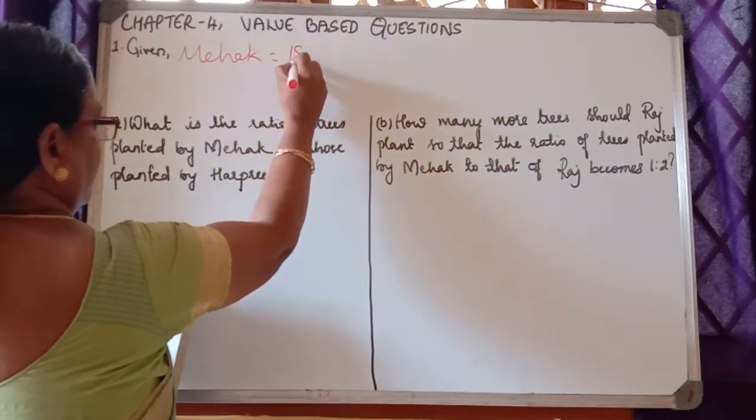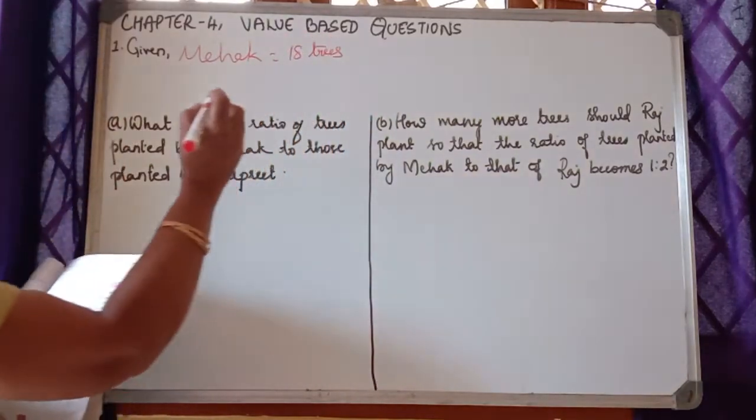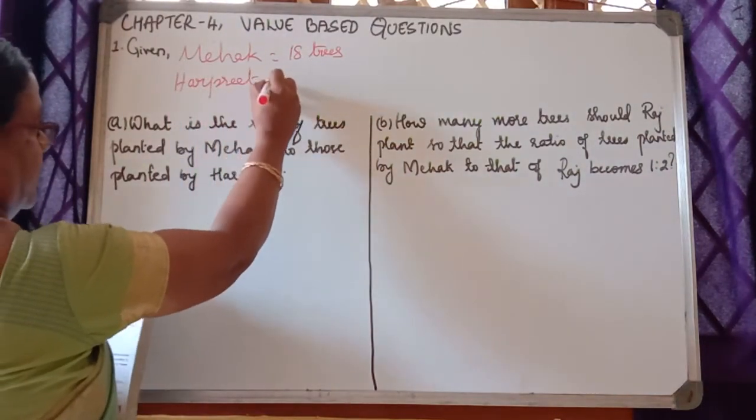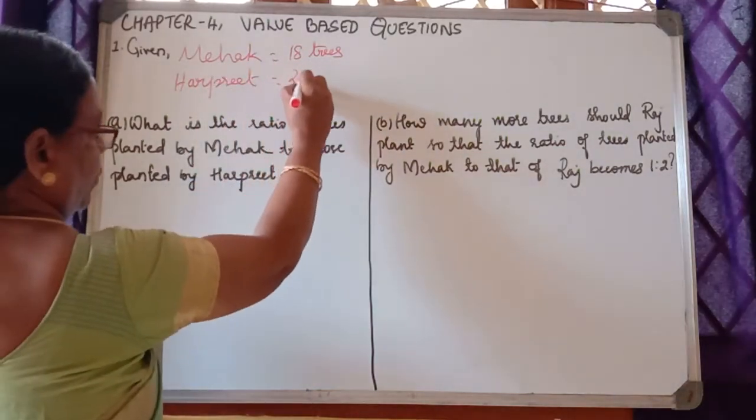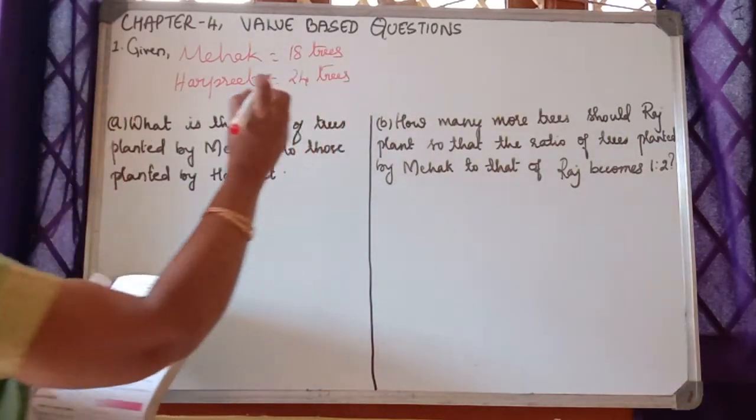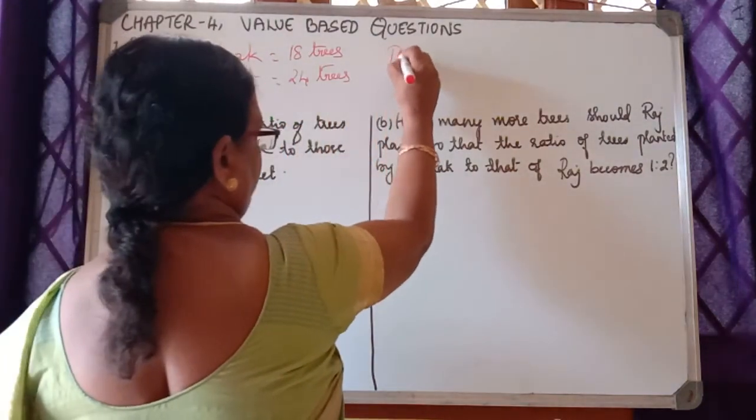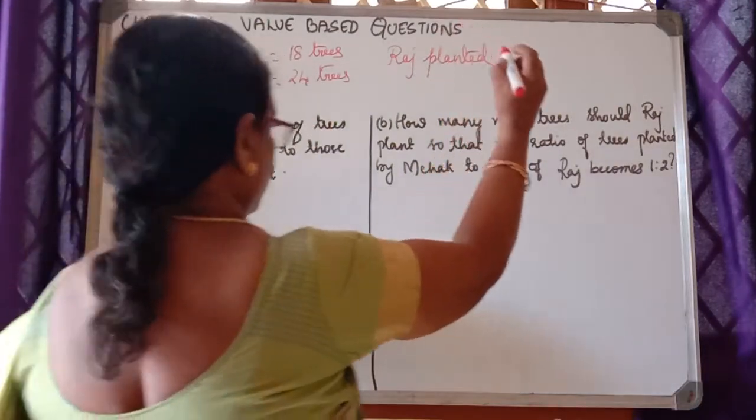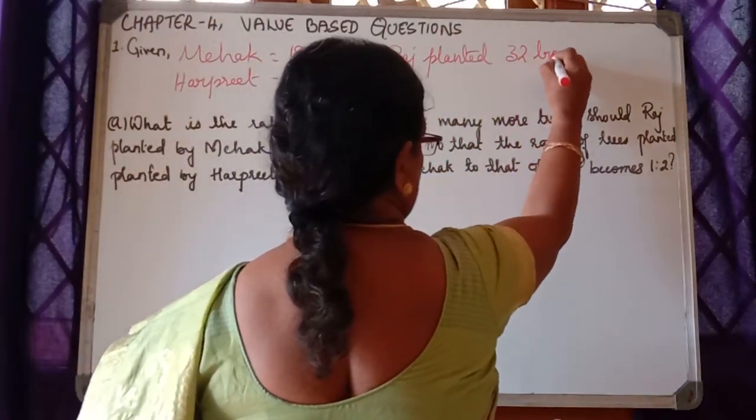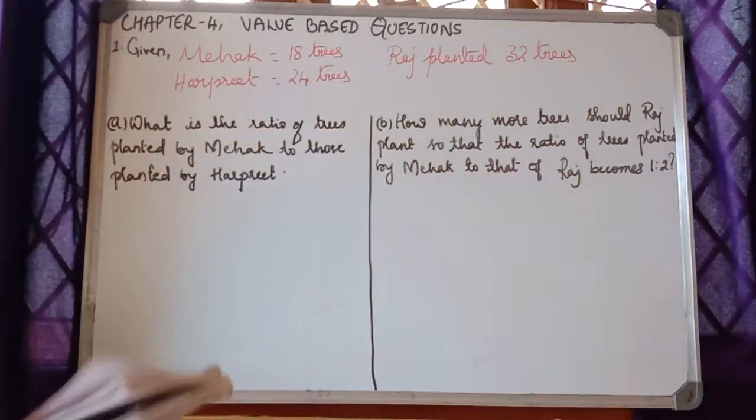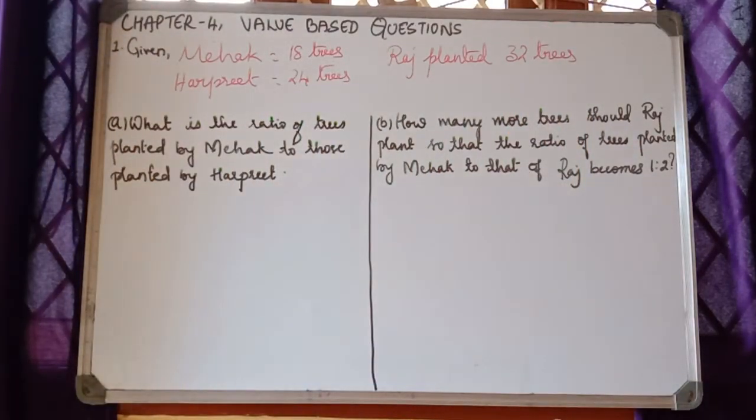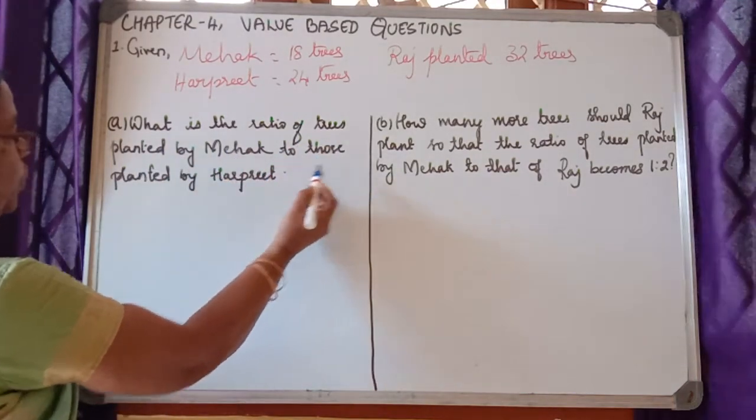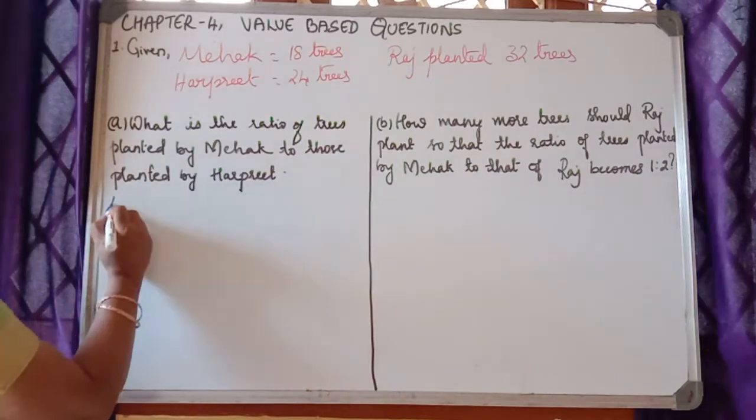Mehak planted 18 trees. Then Harpreet planted 24 trees. Then Raj planted 32 trees. Now we are going to solve the question. What is the ratio of trees planted by Mehak to those planted by Harpreet?